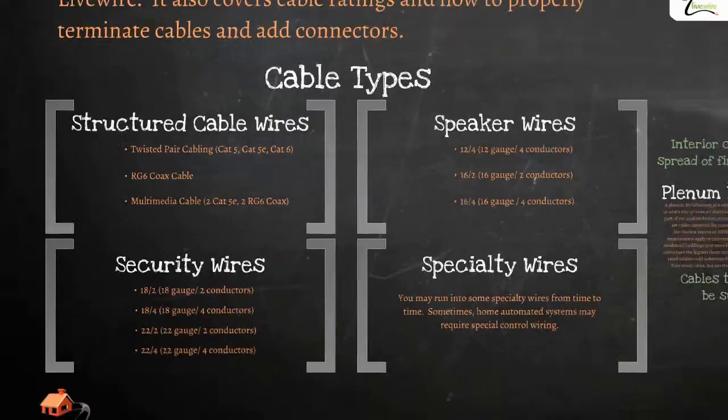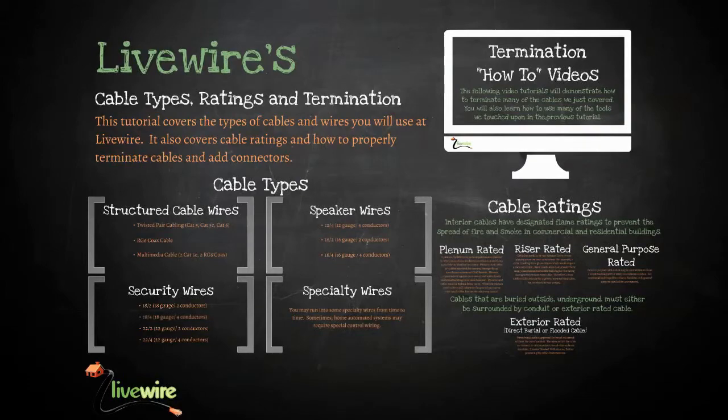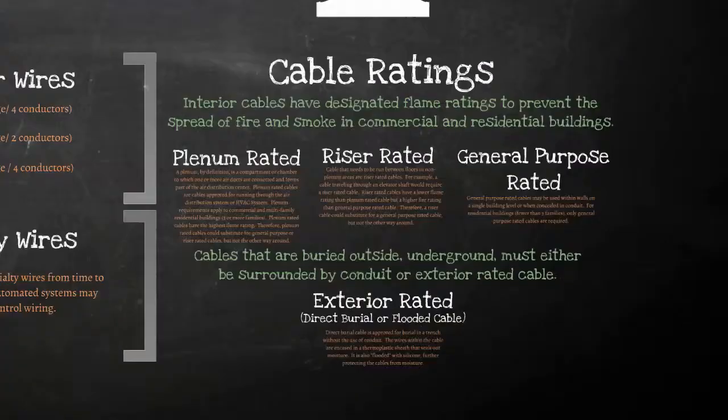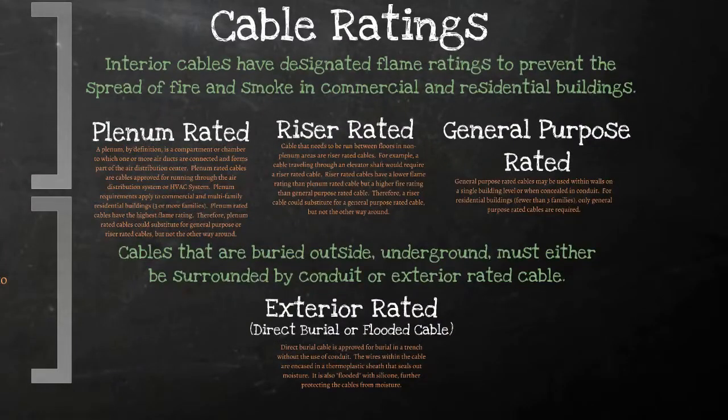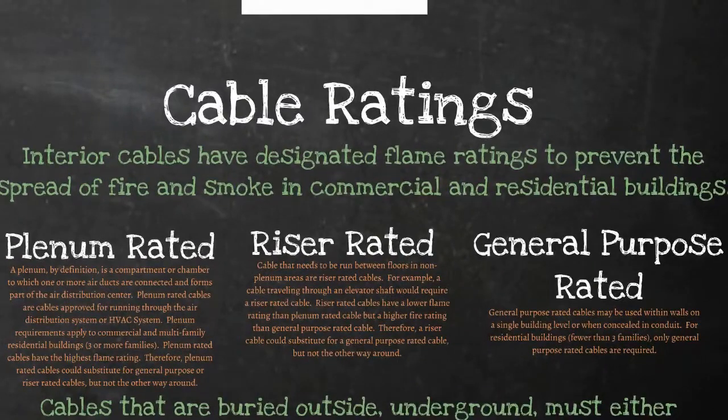Now that we have taken a look at the types of cables you will see at Livewire, let's talk about how cables are rated. Interior cables have designated flame ratings to prevent the spread of fire and smoke in commercial and residential buildings. There are 3 ratings you will see and need to be familiar with at Livewire. A cable can be plenum rated, riser rated, or general purpose rated.